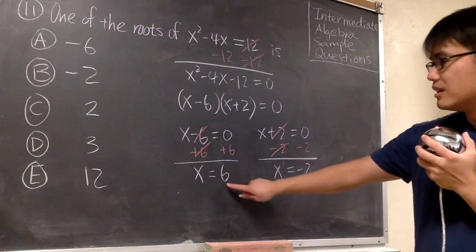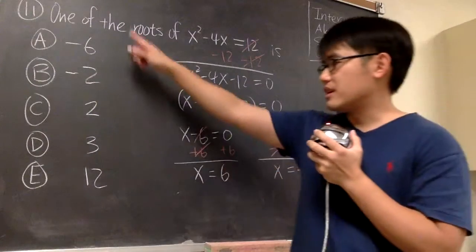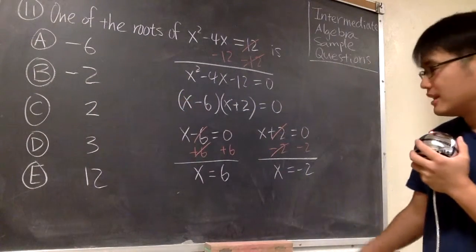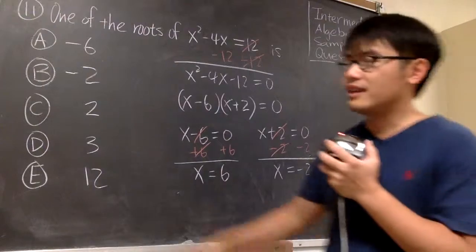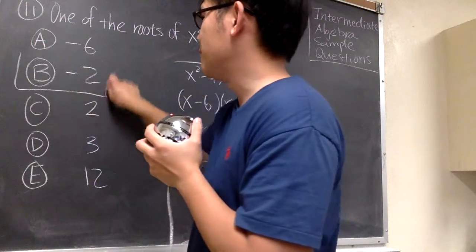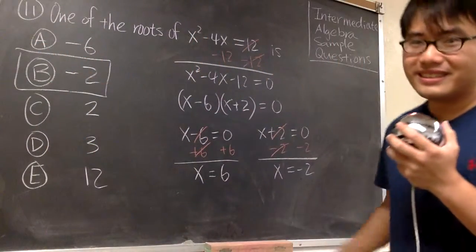As we can see, the first one is 6 that we get, but then there's no 6 right here, right? We do have a negative 2 in answer choice B. So answer choice B is the answer. That's it.